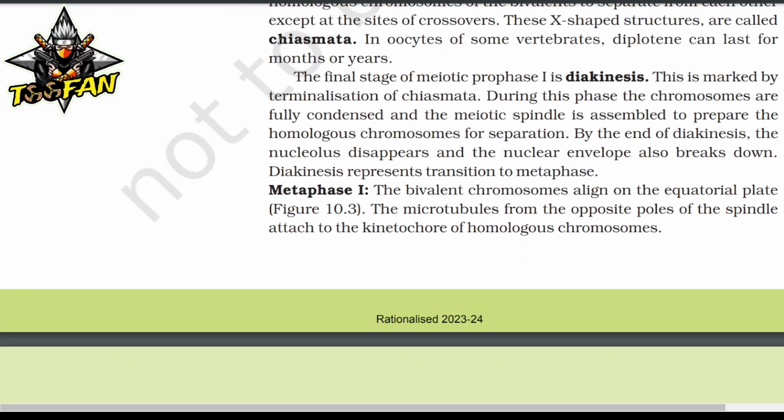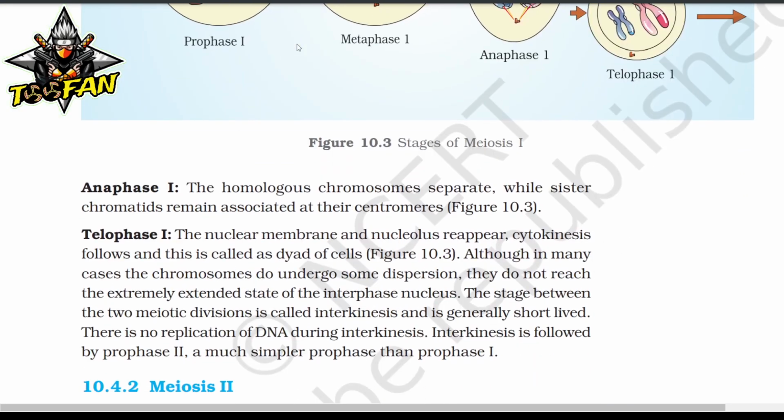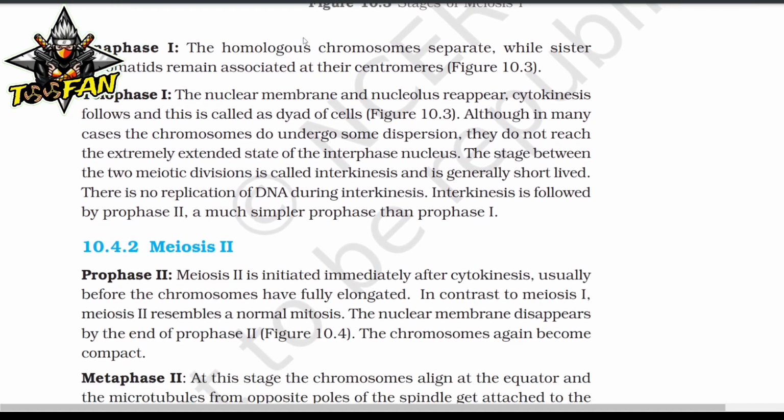Metaphase 1. The bivalent chromosomes align on the equatorial plate and the microtubules from the opposite poles of the spindle attach to the kinetochore of homologous chromosomes. Anaphase 1. The homologous chromosomes separate while sister chromatids remain associated at their centromeres. Telophase 1. The nuclear envelope and nucleolus reappear. Cytokinesis follows. This is called the dyad of cells. Although in many cases the chromosomes do undergo some dispersion, they do not reach the extremely extended state of the interphase nucleus. The stage between the two meiotic divisions is called interkinesis and is generally short-lived. There is no replication of DNA during interkinesis. Interkinesis is followed by prophase 2, a much simpler prophase than prophase 1.